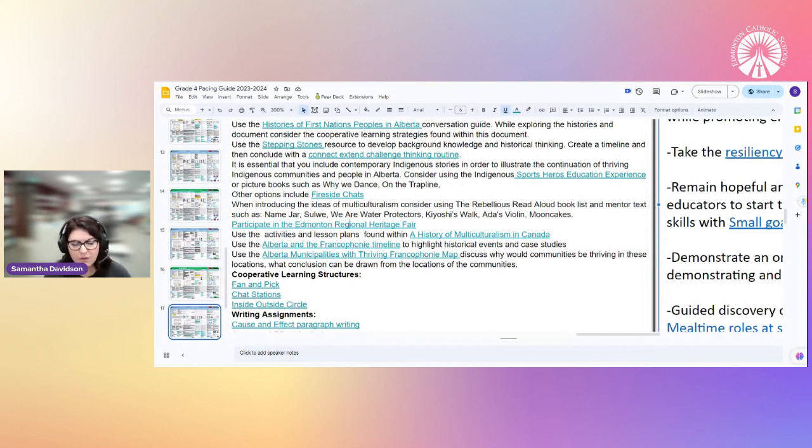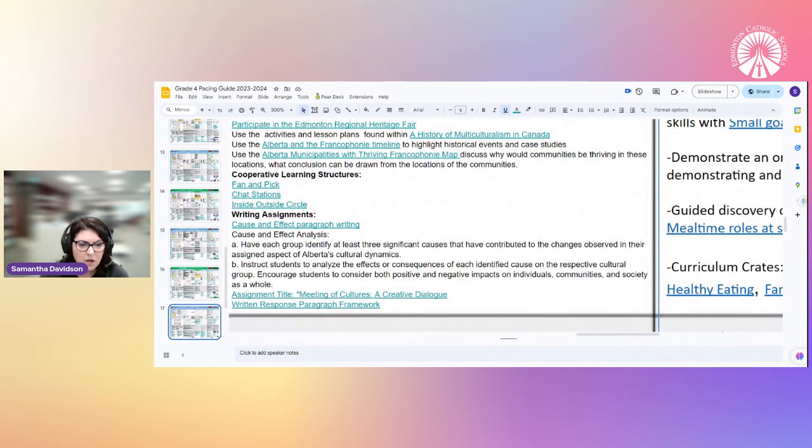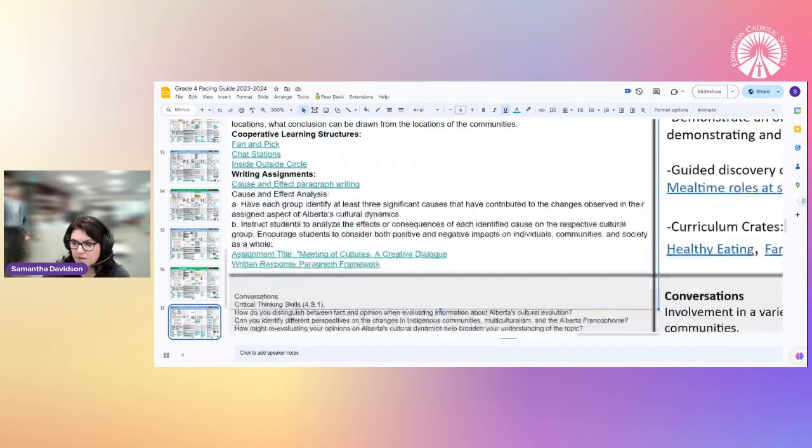Chat stations are a great way to get through some of these heavy reading materials where you can separate them throughout, and inside outside circles are another great one. Focusing really on cause and effect as a text structure this month would be great, not only for English language arts, but again for social studies. So cause and effect analysis: have each group identify 3 significant causes. There's an entire walkthrough on that. And then meeting of cultures creative dialogue. And there's, of course, the written response frameworks.